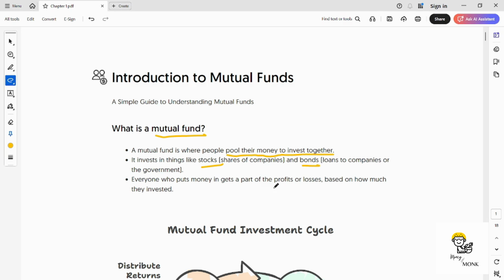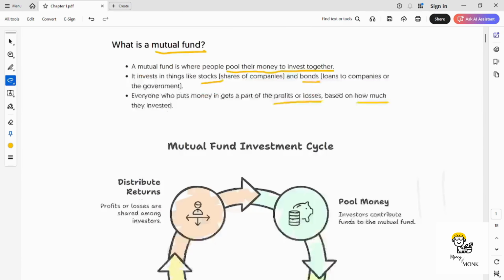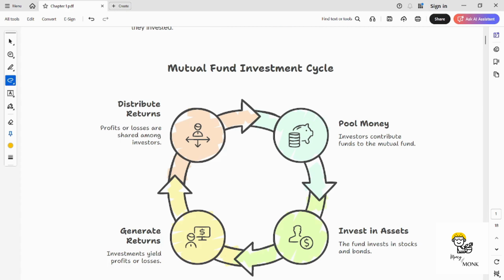Now, everyone who puts money in gets a part of the profits or losses based on how much they have invested. The important thing is how much. Let's say I put $100 into a $100 mutual fund. I'm a part owner of 1% of the mutual fund. So if the mutual fund makes a profit, I get a share according to my 1% part ownership.